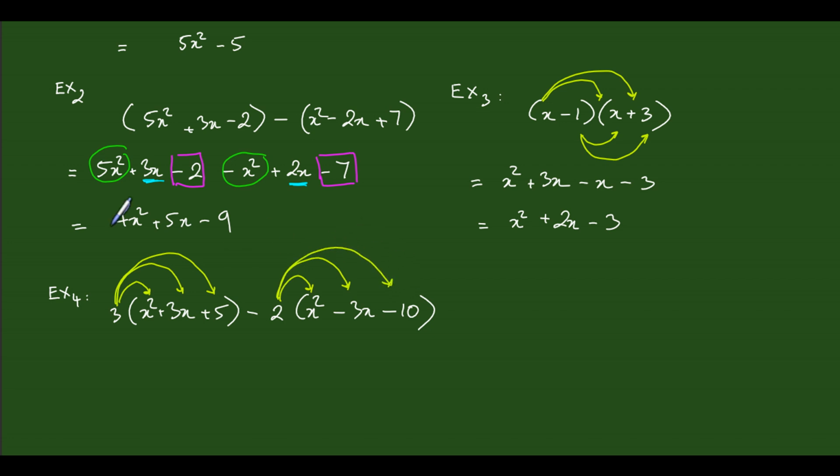And don't forget, when you do that, you have to include a sign. Okay, so over here, positive 3 times x squared is 3x squared. 3 times 3 is 9x. 3 times 5 is 15.